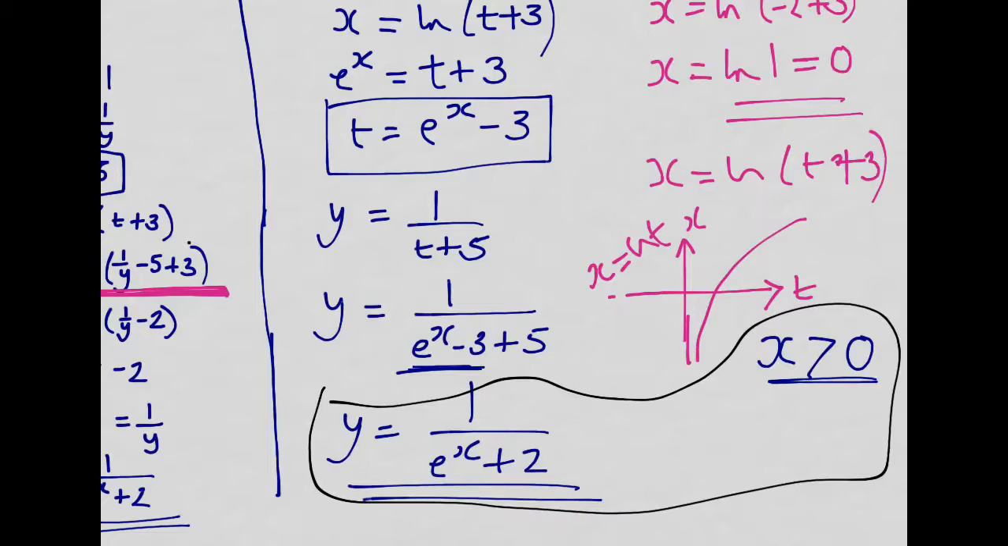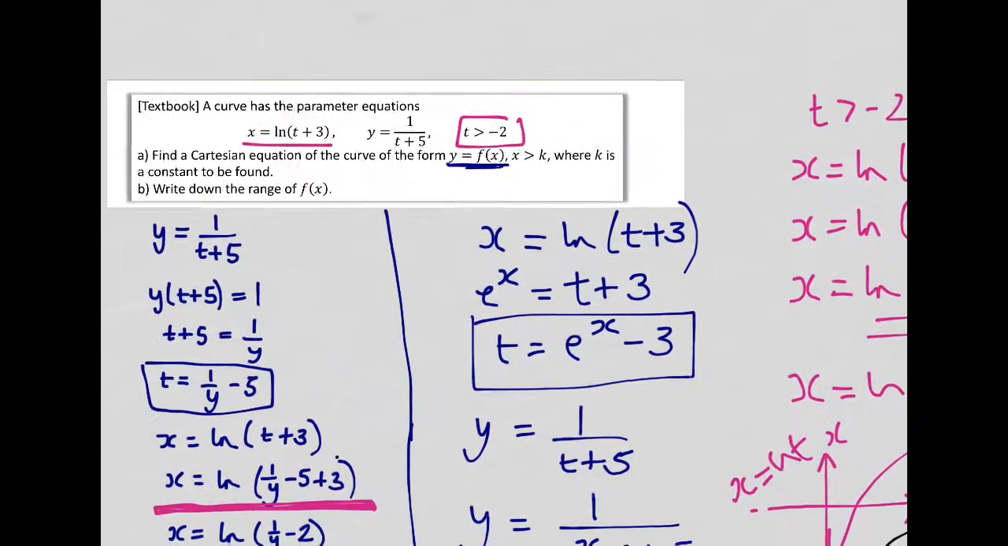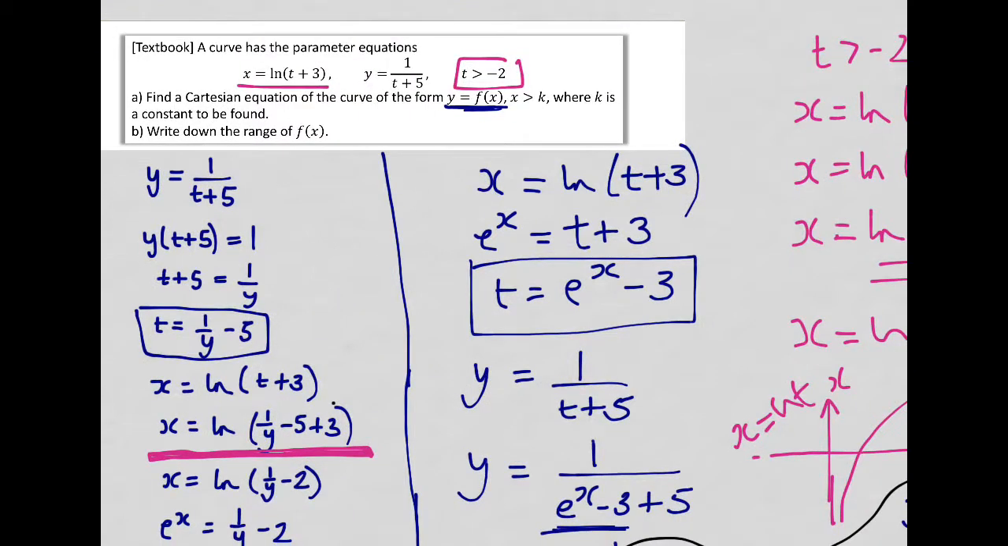Okay, so now we're going to look at part B, which asks us to find the range. So write down the range of f of x. And remember, that's saying, if x has got to be greater than 0, that's my domain. If you think of a function machine, those are the values coming in. What are my range, what are my output values?